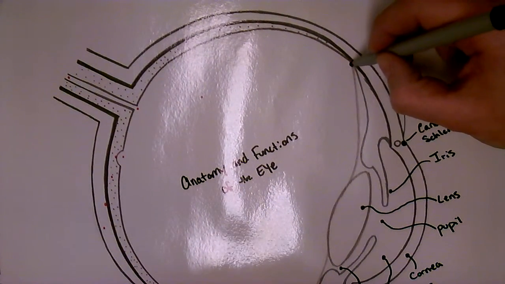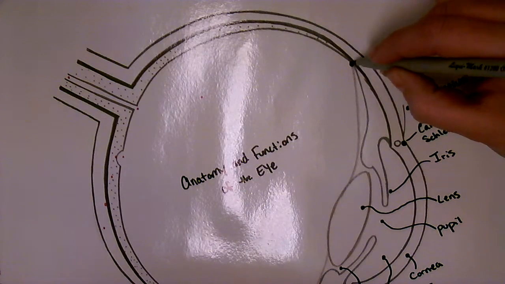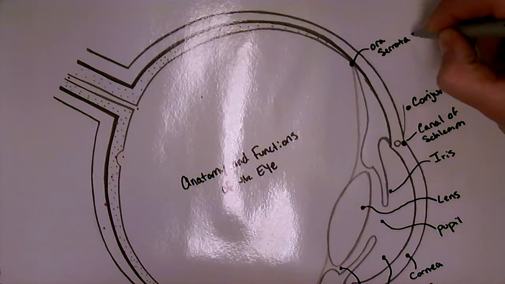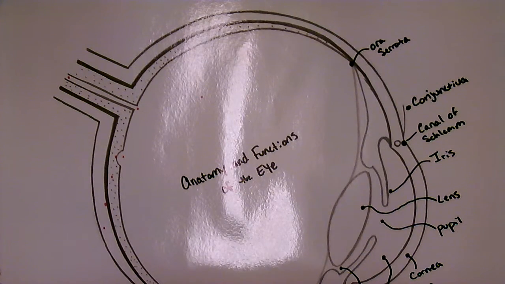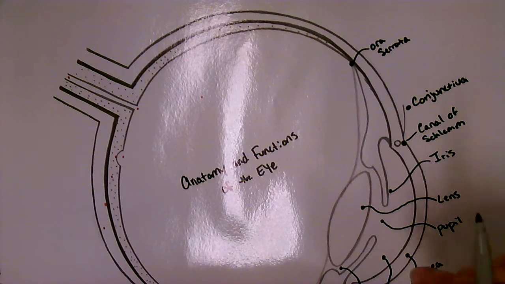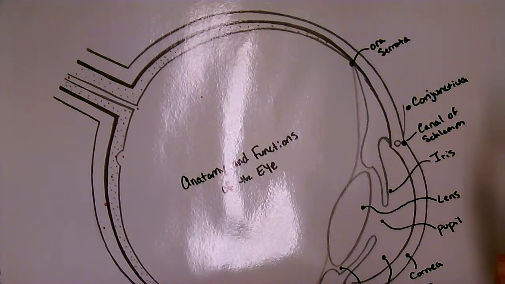Up here we have the ora serrata. And the ora serrata is the serrated junction between the retina and the ciliary body, and it marks the transition from the simpler non-photosensitive area of the retina to the more complex multi-layered photosensitive area of the retina.